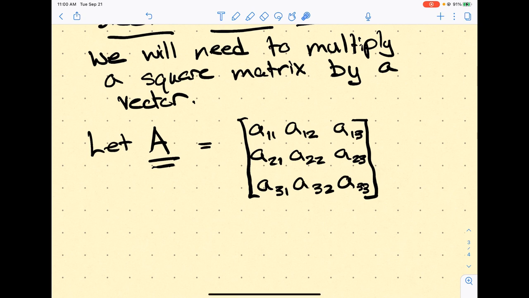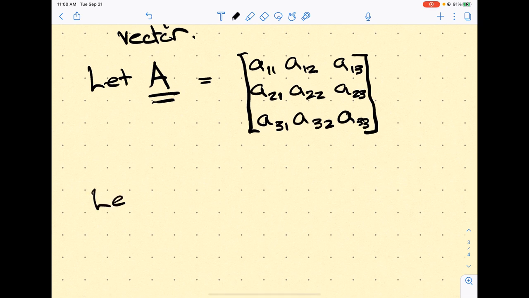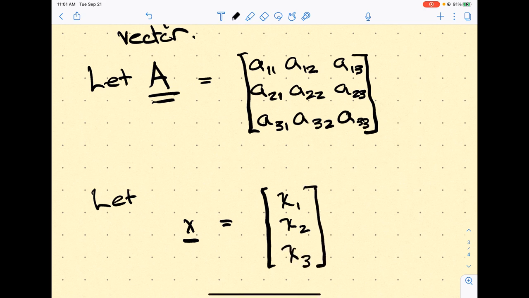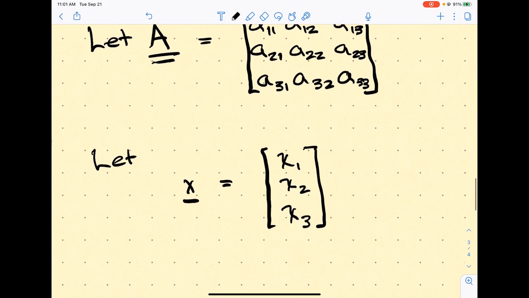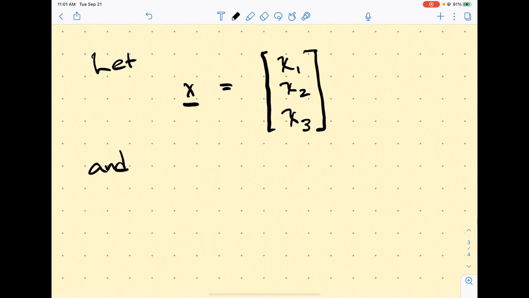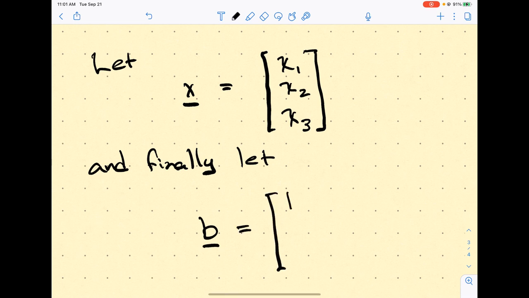Okay, so let's now let the vector x, so this will be lowercase single underline, this will be what we call a column vector, and it has x1, x2, and x3 as its elements. And finally, let B equal this column vector that is B1, B2, and B3.